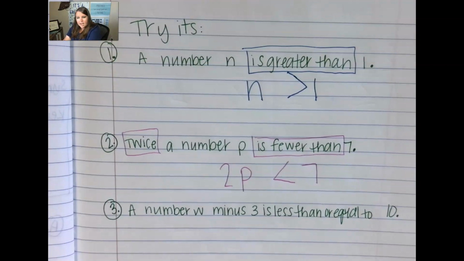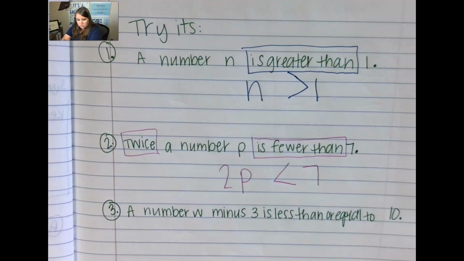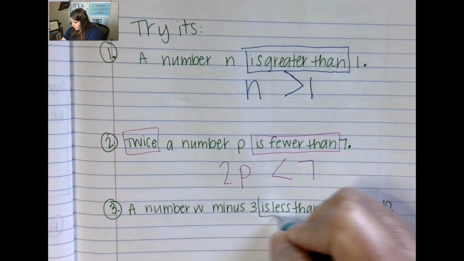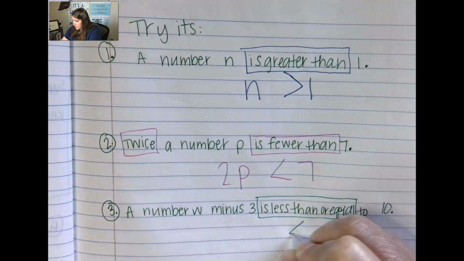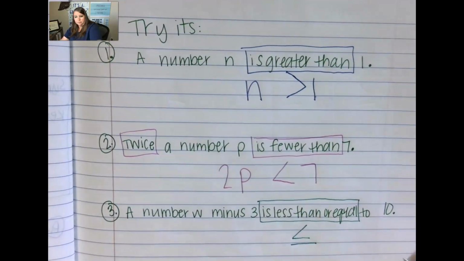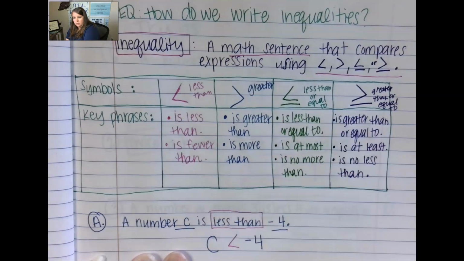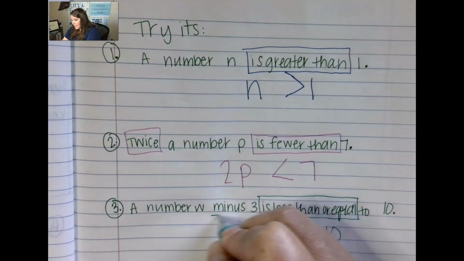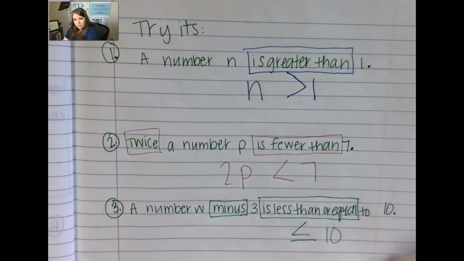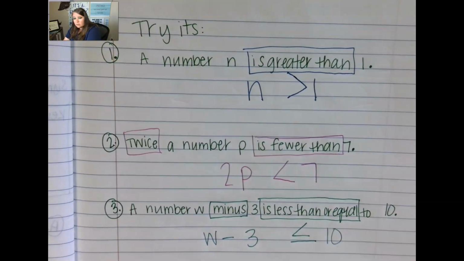Okay, and then our last one, our clue word says is less than or equal to. So less than or equal to 10. And it says w minus 3. So we're going to just do w minus 3 is less than or equal to 10.